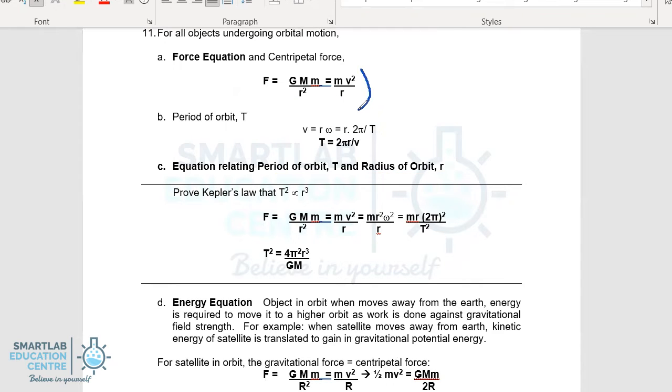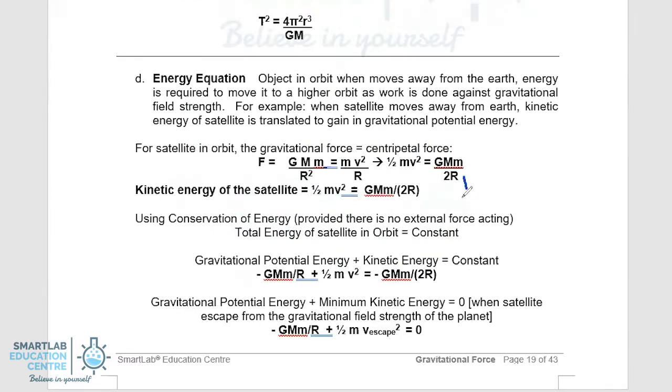And from the same expression, we could also derive that the kinetic energy of the object in orbit is actually GMm over 2r. By knowing the kinetic energy of the satellite, we could now add the gravitational potential energy, which is this expression, plus the kinetic energy to derive the total energy. Hence, the total energy of any object in orbit is negative GMm over 2r.